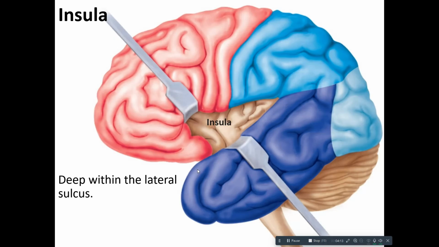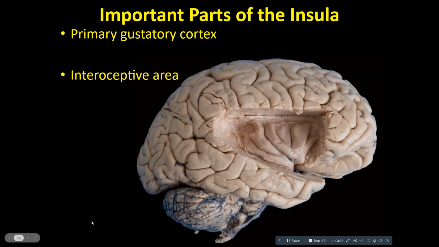We got one more lobe to do, which is the insula. The word insula means island because this lobe is deep within the lateral sulcus. It's kind of hidden and separate from the other lobes. Now, my insula's got two important parts that I'm worried about. It's got what's called my primary gustatory cortex as well as my interoceptive area. There's our insula again right there.